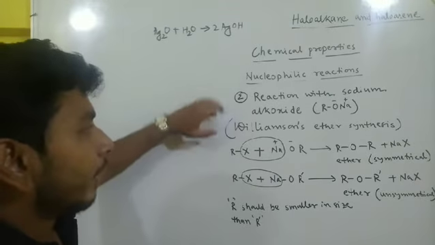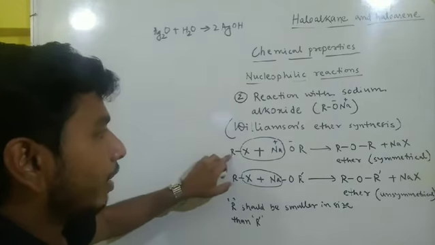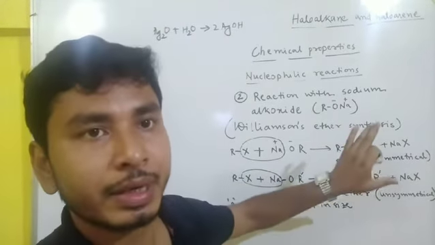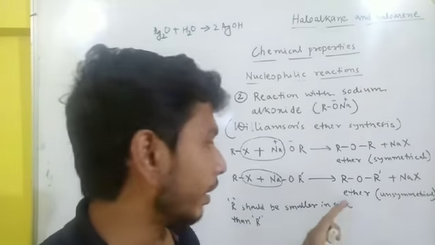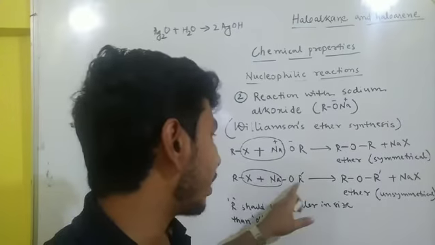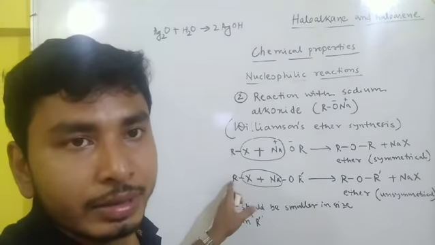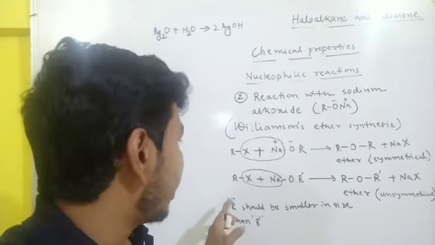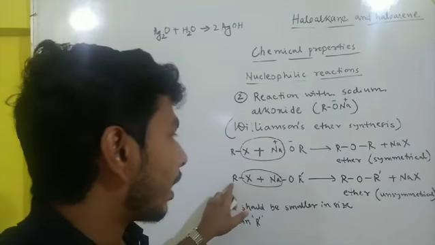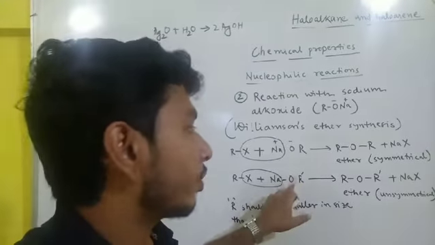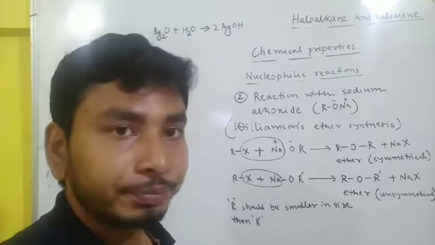So this is the Williamson ether synthesis. The alkyl halide on treatment with sodium alkoxide gives the ether. The ether may be symmetrical or unsymmetrical. For unsymmetrical ether, the two alkyl parts are different, so their sizes will be different. One is smaller, the other is larger. So the alkyl group in the alkyl halide should be smaller in size than the alkyl group in sodium alkoxide.